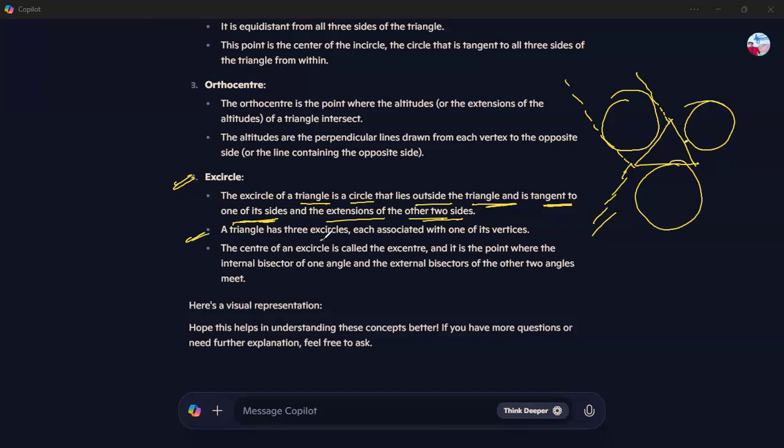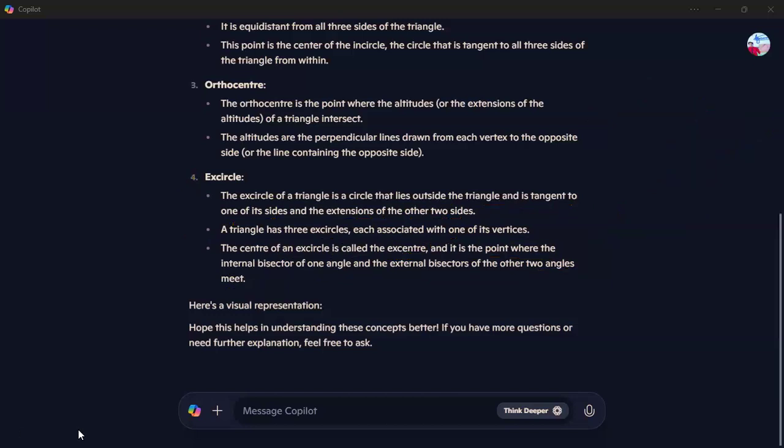A triangle has three excircles, each associated with one of its vertices. The center of an excircle is called the excenter, and it is the point where the internal bisector of one angle and the external bisectors of the other two angles meet. What do you mean by internal bisector? This is the point on the internal bisector, and the external bisector is somewhere here. Okay, we'll discuss these points. Let me show you the image.